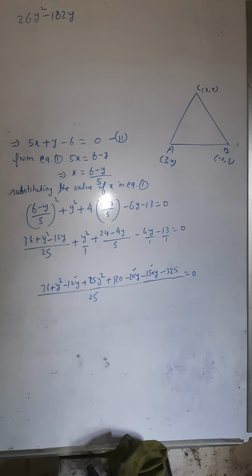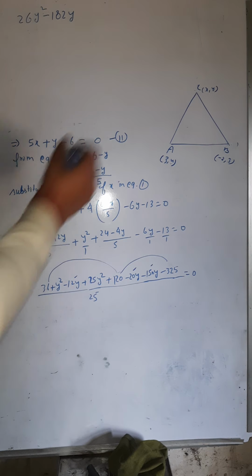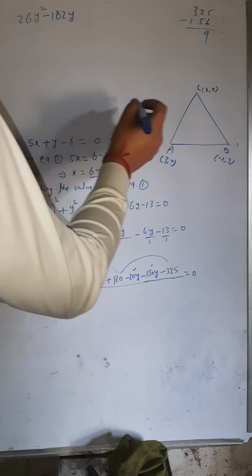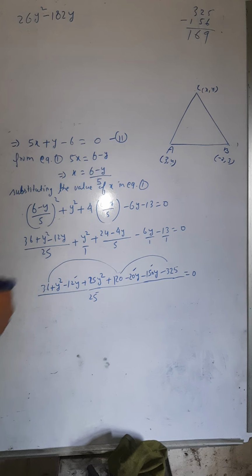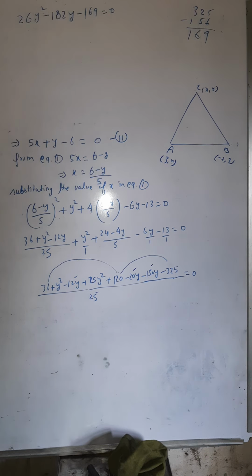182y. Now the remaining constants are 36, 120 and this much. 36 plus 120 will be 156, and 156 minus 325 will be how much? 325 minus 156 is 169. The sign will be negative because 325 is greater, so it will be minus 169, equal to 0.